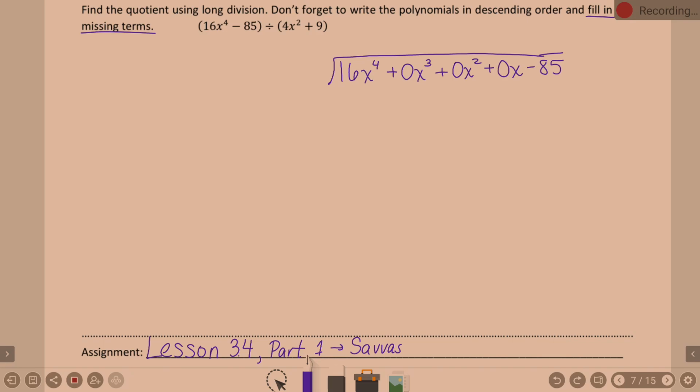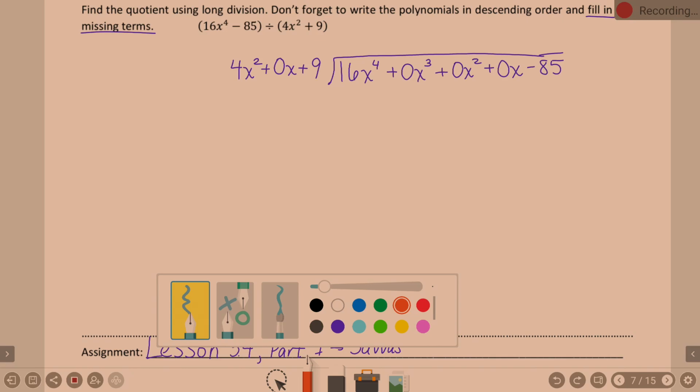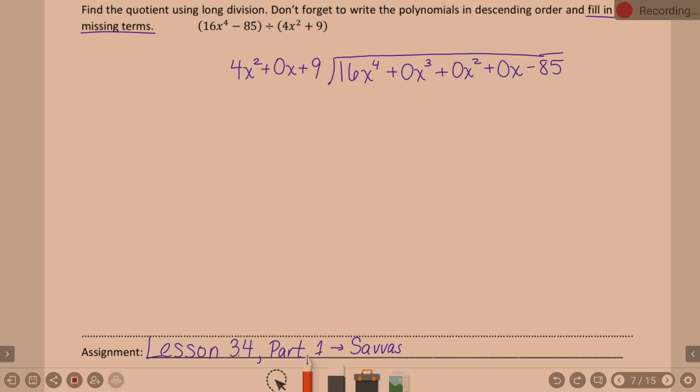Okay, beware. In my divisor, what am I dividing by? 4x squared plus 9. What should come after an x squared term? An x. Do I have an x? No, so guess what I have to fill in? A 0x. So we're dividing by 4x squared plus 0x plus 9. Every place has to be in order, no missing pieces. Okay? Now, someone asked earlier about dividing by 3 terms. Guess what? Here we are. We're dividing by 3 terms. Same process though.